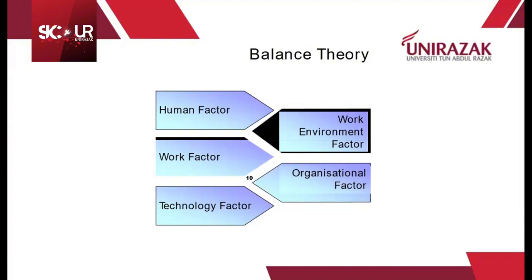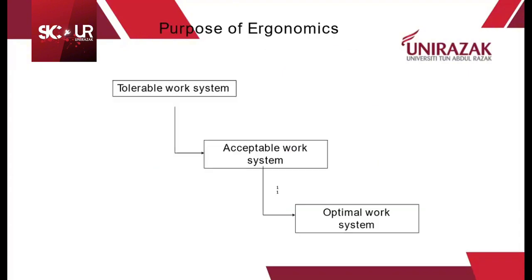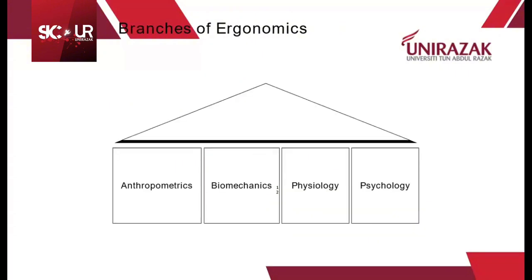And then selain nama lain bagi ergonomics juga dikenali sebagai human factor lah. Otherwise ada yang pakai human factor, ada yang pakai ergonomic, hampir sama tapi ada sedikit perbezaan lah. Biasanya US akan pakai human factor. So purpose of ergonomics, the most important adalah tolerable work system, acceptable work system, optimal work system. So the last is kita nak harmoniskan antara pekerja dan juga kita punya sistem bekerja lah.